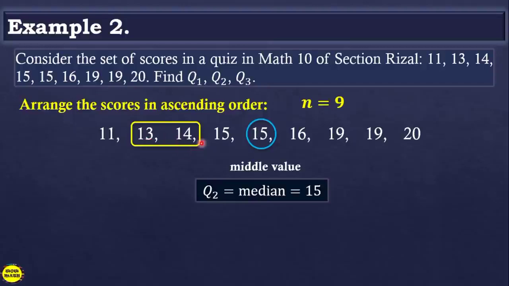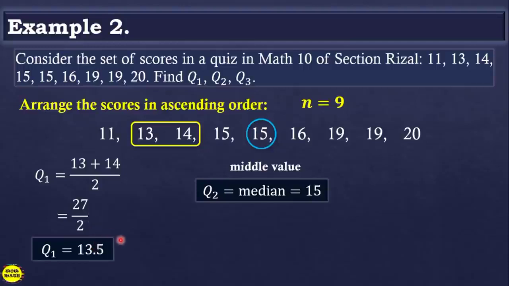So ang ginagawa natin pag ganito, sabi ko nga ang pagkuha nito ay kagaya lang ng pag-compute ng median. Since may apat tayo, ibig sabihin meron tayong dalawang middle value. So ang gawin natin, add natin silang dalawa. So 13 plus 14 divide by 2. The answer is 13.5. Since 27 divide 2, that is 13.5.